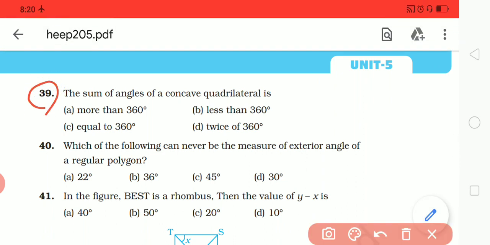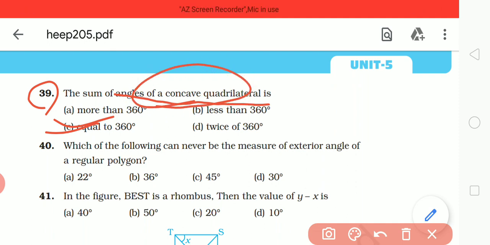Come to 39th question. The sum of the angles in the concave quadrilateral is. Okay, if it is asked interior or exterior, it must be equal to 360 degrees. It may be concave or convex, it doesn't matter. The sum of angles in the interior and in the exterior both have 360 degrees as the measure.